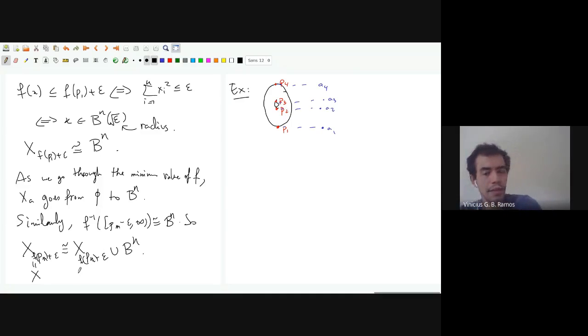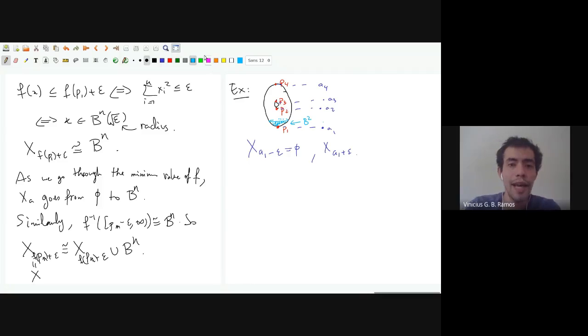Okay, so if you look at X of A1 minus epsilon, this is going to be the empty set. And if you look at X of A1 plus epsilon, this is just going to be this ball. So this, you see, is a B2. And this is just this first fact that I showed you using the Morse lemma.